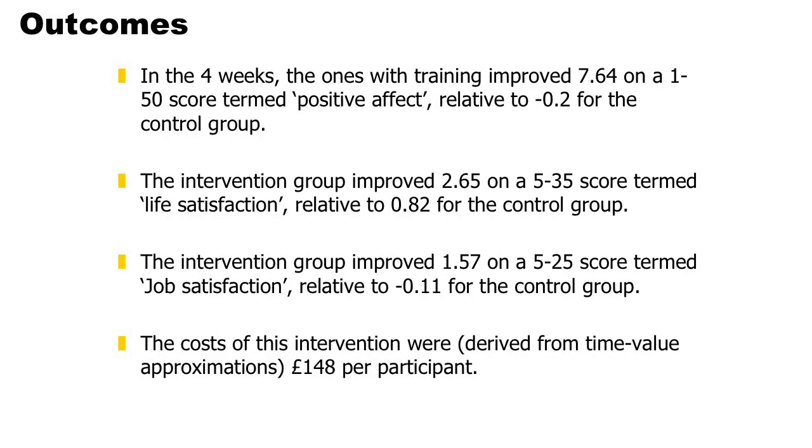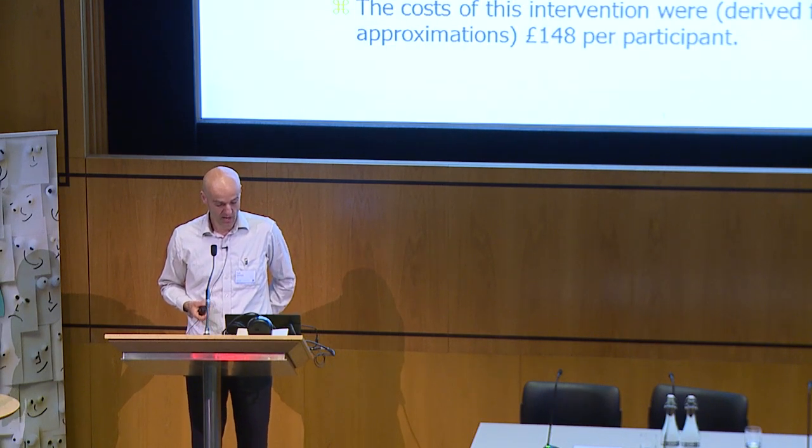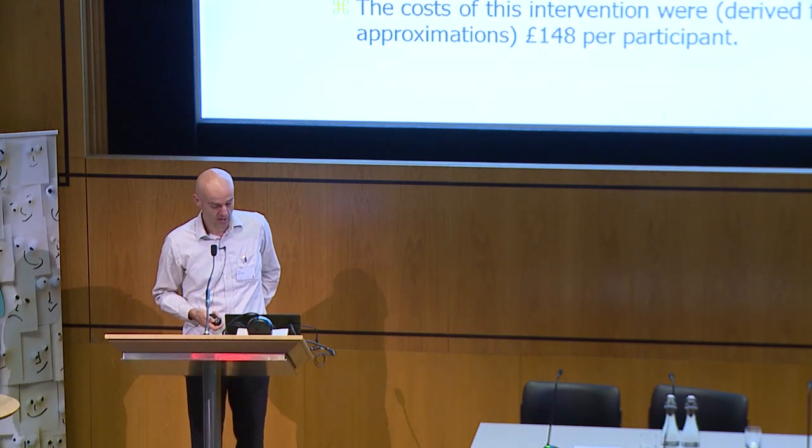Now, what were the outcomes in the 4 weeks of the outcomes? So the ones with training improved 7.64 in a particular score, which they termed positive effect. So this is how strong your mood is. Then there's also something they called life satisfaction. That was not on a 0 to 10 score, but on a 5 to 35 score, because it was made up of 7 life satisfaction type questions, each on a 1 to 5 scale. And hence they went up by 2.65 relative to 0.82. And there was a job intervention, so there was also a job satisfaction improvement. And the cost of this intervention was, drumroll, £148 per participant.